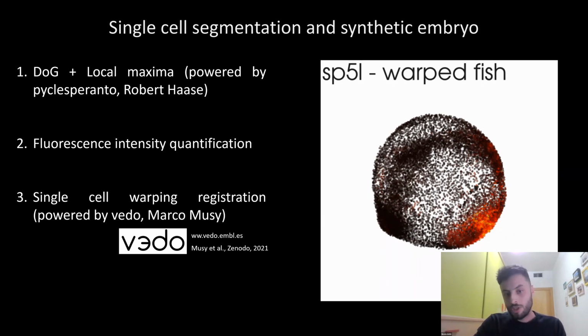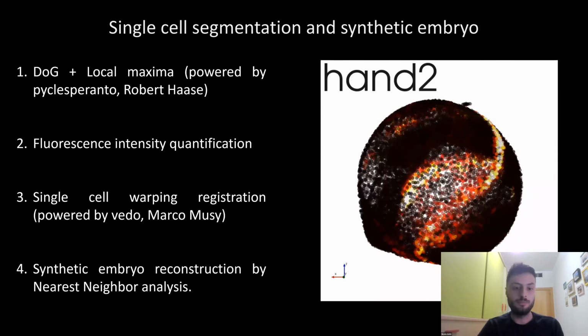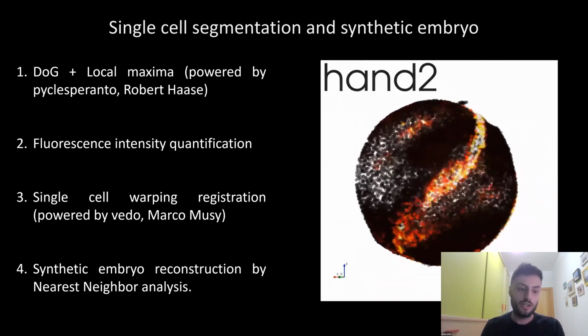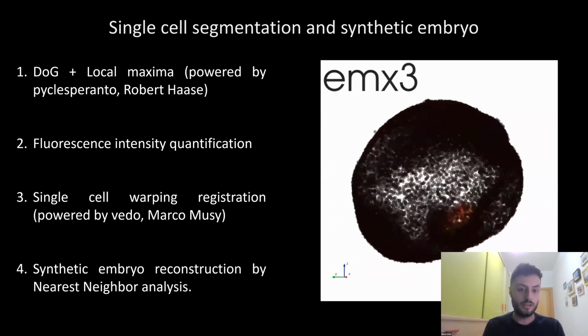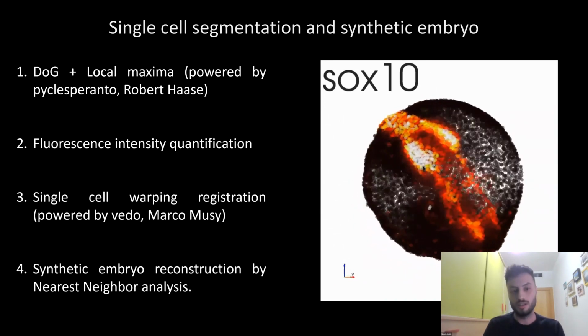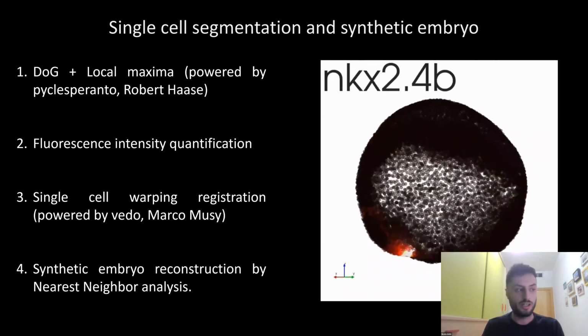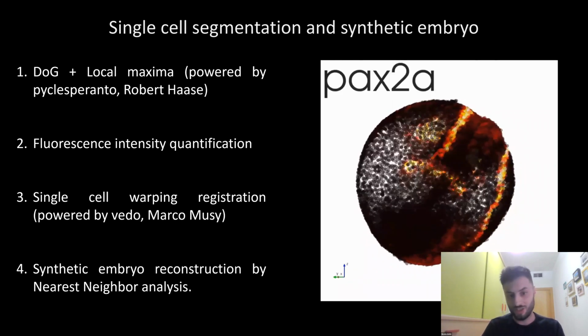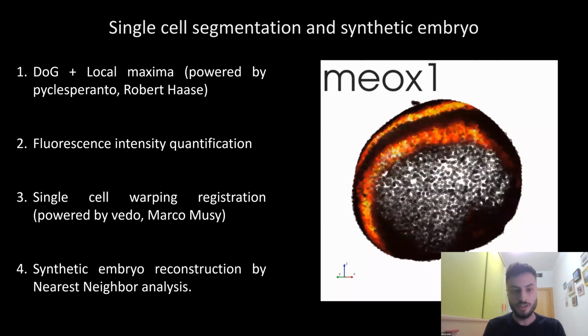So we use this registration method on this 3D point cloud to construct a synthetic embryo using nearest neighbor analysis. We can essentially map all the 14 marker genes onto a single synthetic zebrafish embryo. And now you're seeing these 14 marker genes as the embryo rotates.